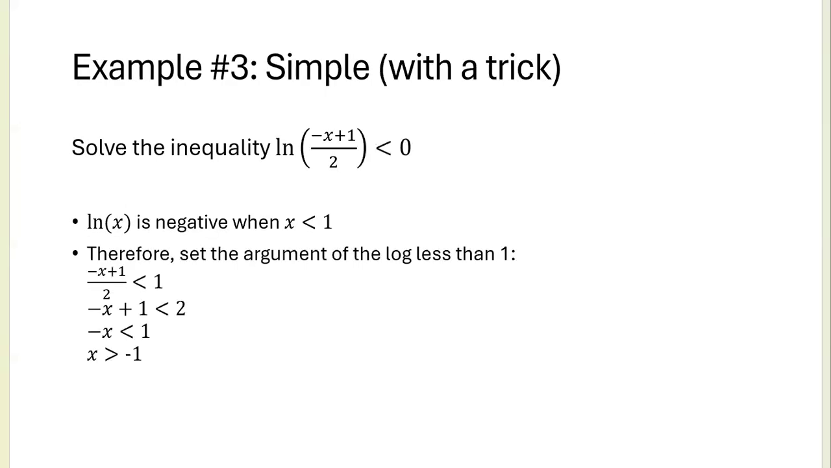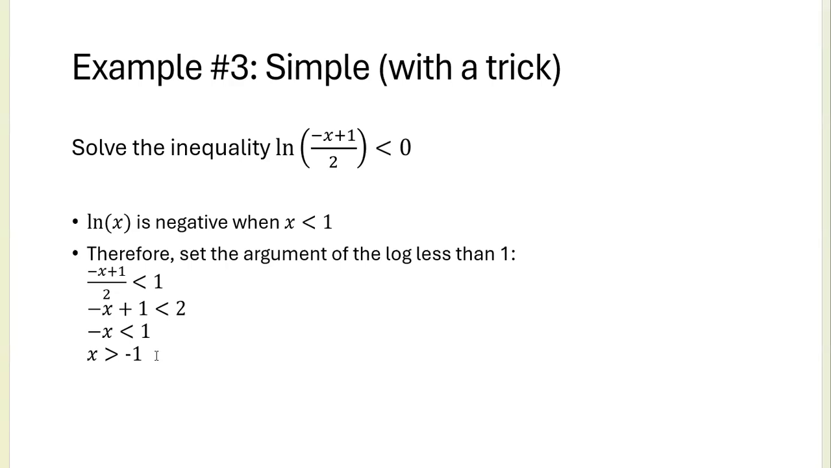All right, next one. It's also simple, but I added a trick to build the momentum. So we want to solve this inequality, natural log of (minus x plus 1)/2 less than 0. The log is negative when the argument is less than 1, so we set this less than 1. We multiply by 2 on both sides, subtract 1 on both sides, and then multiply by negative 1 on both sides, so we flip the inequality sign because we're multiplying by a negative. So x is greater than negative 1.